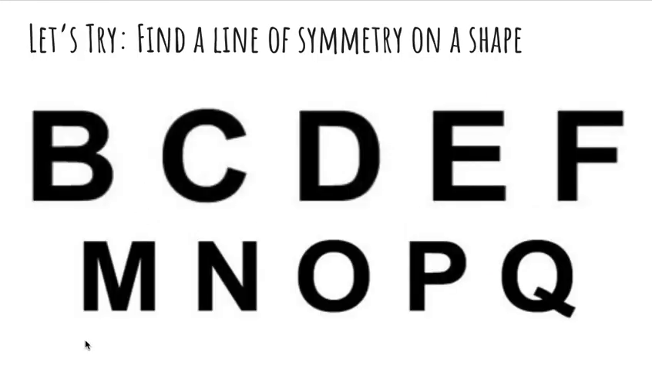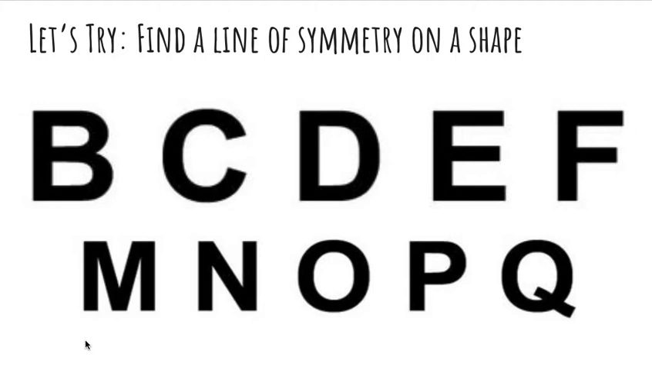All right, now it's our turn. We're going to try this one together. I want you to pause the video and use your finger or use a pencil to try and find a line of symmetry on each shape. There's going to be a couple of shapes here that don't have a line of symmetry at all. All right, but see how many you can find.